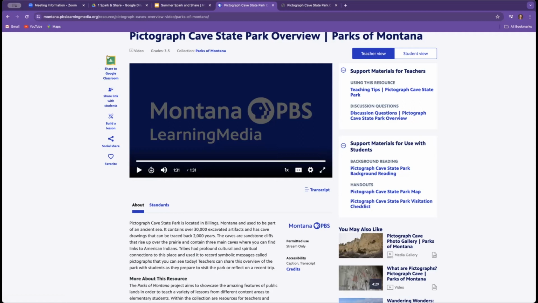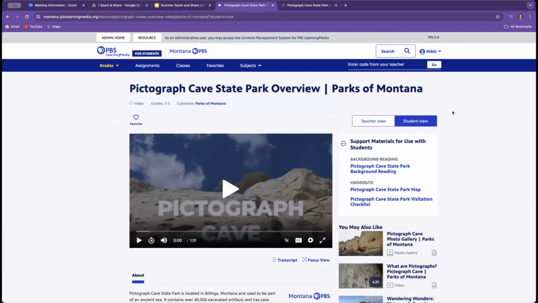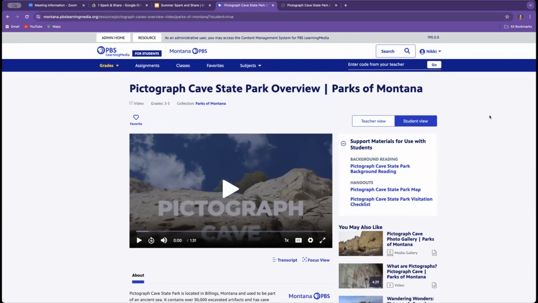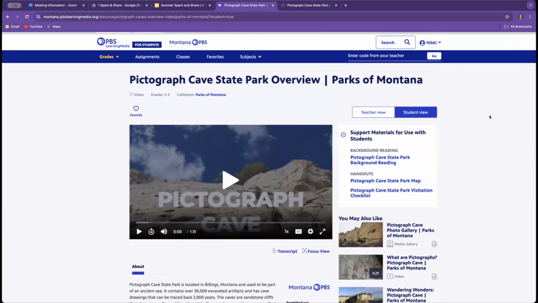You can see that we can add it to Google Classroom as well. And there is a student view of this site that you can toggle on, which just takes away some of the teaching tips and the teacher materials, and just allows the students to see the site that looks like this, that can be shared with students if you were to share it in your Google Classroom.